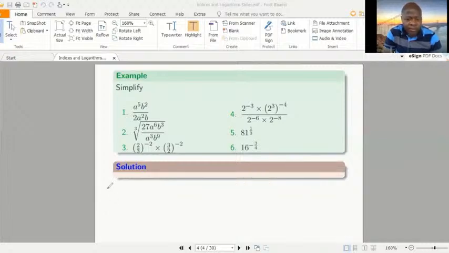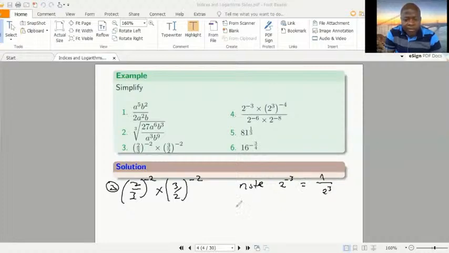Or else to look at question 3. Question 3 is interesting. It's 2 out of 3 raised to negative 2 times 3 out of 2 raised to negative 2. Now, just before I do this, note that if I have 2 raised to negative 3, this is the same as 1 out of 2 raised to 3. If I have a raised to negative 1, this is the same as 1 out of a raised to 1, or just 1 out of a.